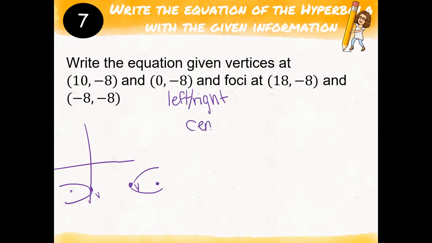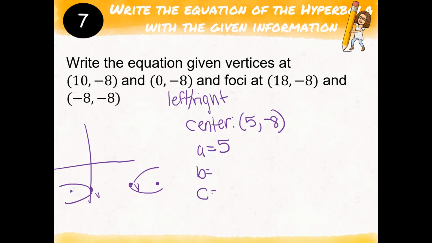Let's now find the center, the A value, and the B value, because those are the three things we need, right? Center, I'm going to find the center of these two dots. 10 plus 0 divided by 2 is 5. Negative 8 plus negative 8 divided by 2 is negative 8. So my center is 5, negative 8. I could have also done that with the foci. That works too. My A value, remember, that is center to vertex. So 5, negative 8 to 10, negative 8 is a distance of 5. My B value is vertex to asymptote. They didn't give me that information. How am I going to find the B?